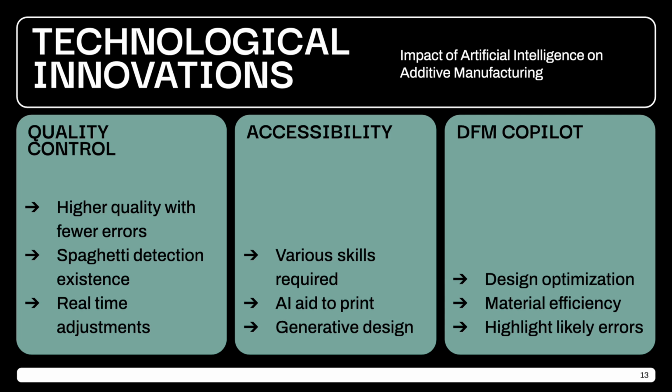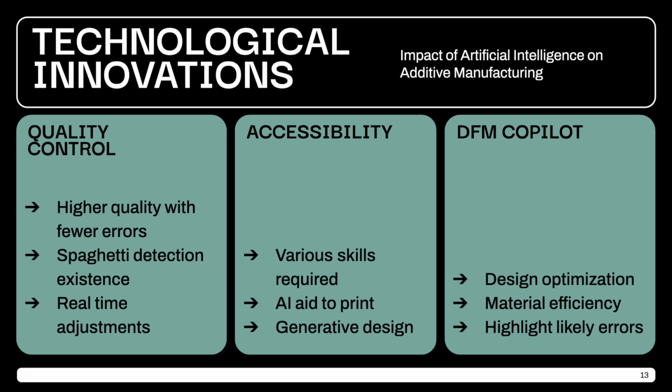AI can also increase the accessibility of additive manufacturing. There are various skills required to design 3D printed parts and to actually print them, which I will go over later. But using AI, it means that more people who don't have as much expertise in these skills can make 3D printed parts. This means that AI can help to aid someone while manufacturing the part with additive manufacturing, and can use generative design to create parts that are suitable for additive manufacturing.